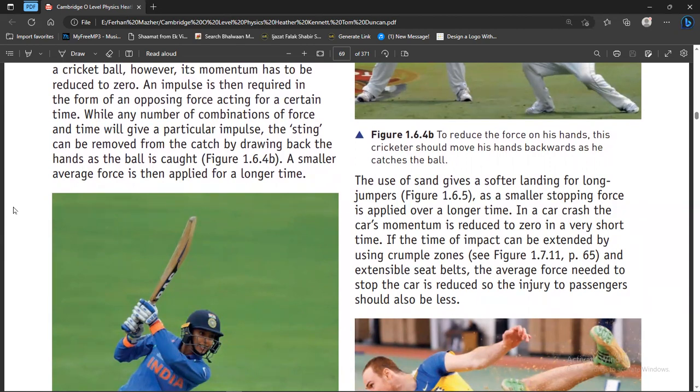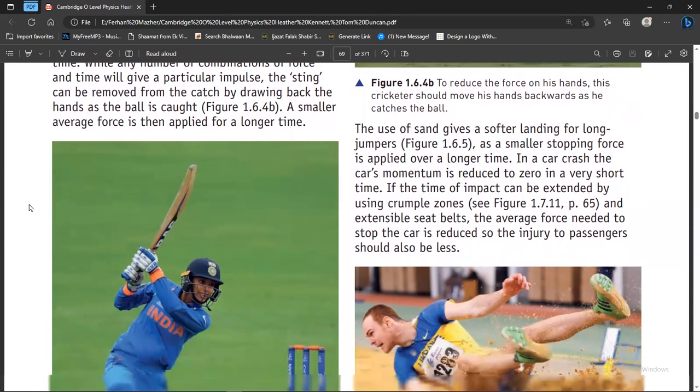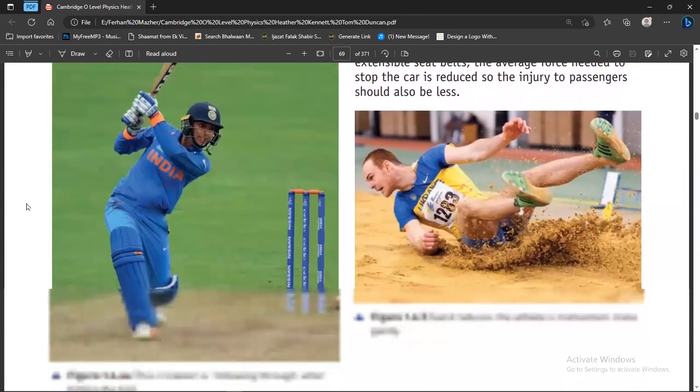You must have seen, if you watch cricket, you know that when they catch the ball, they move their hand backward. This is to remove the sting of the catch, otherwise it will hurt your hands. A smaller average force is then applied for a longer time.